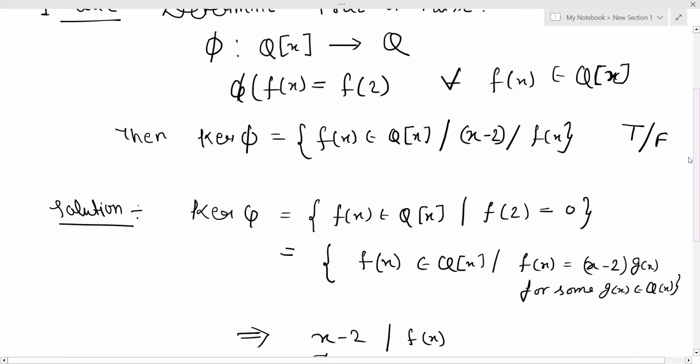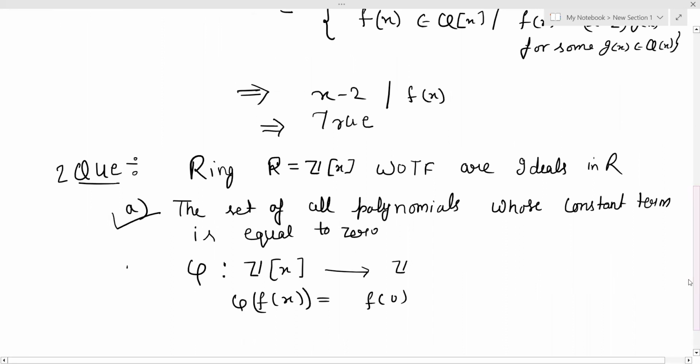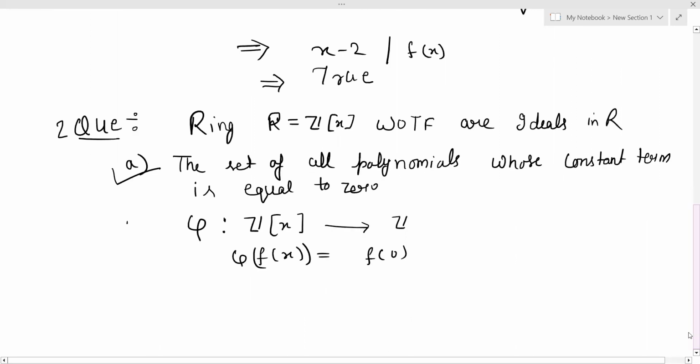For that, we have to find the kernel of phi. Okay, let me write what I am saying. Phi is a mapping from Z[x] to Z, f(x) goes to f(0). That means phi of f(x) equals f(0). I am defining the morphism in this way. Then you can see that the kernel of phi is precisely the set of all polynomials whose constant term is equal to 0.